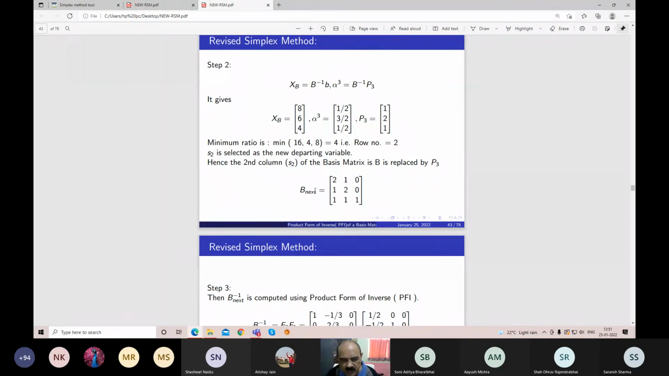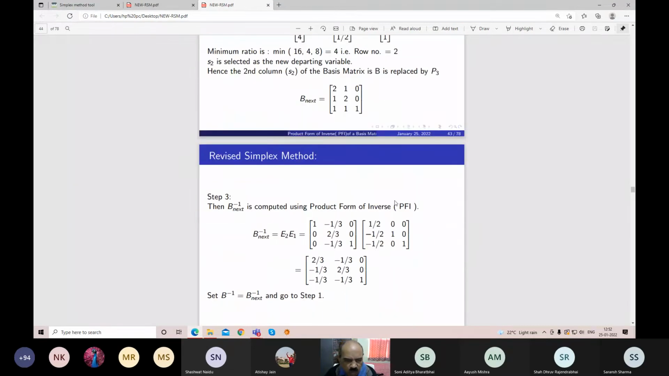So presently, what is your basis matrix? 2, 1, 1, 1, 2, 1, and 0, 0, 1. So we are going to find the inverse of this basis matrix. I have told you, if only the first column is different, we are finding E1. Say the second column is different, so you will find E2. So using the product form of inverse, we will compute the inverse.